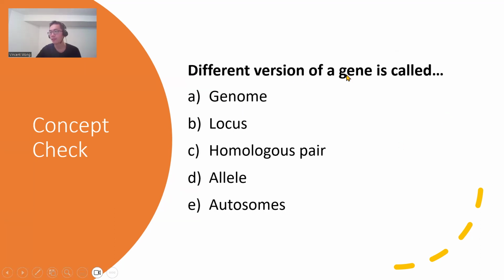Different version of a gene is called, I'm just gonna tell you this one, you can check it out later. We're running out of time. Allele. Blue eyes, brown eyes, different alleles.